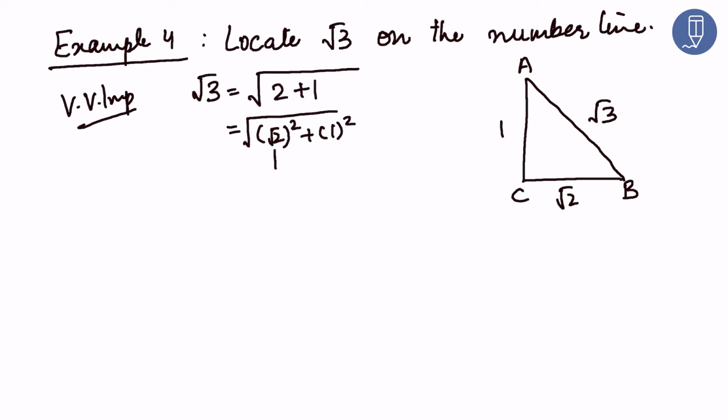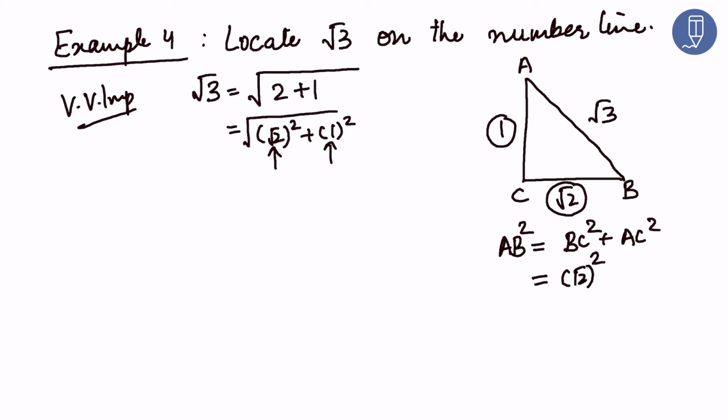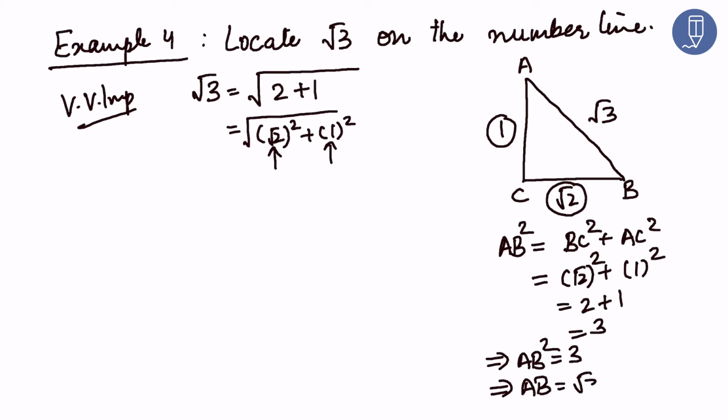See, this will be one side of the triangle, and this is the other side of this triangle. You can see this square root of 2 and square root of 1. I can also show you here: AB square is equal to BC square plus AC square by Pythagoras theorem. So BC is square root of 2 whole square and AC is 1 whole square. This gives 2 plus 1, which is equal to 3. That means AB square is equal to 3. This further gives us that AB is equal to square root of 3.